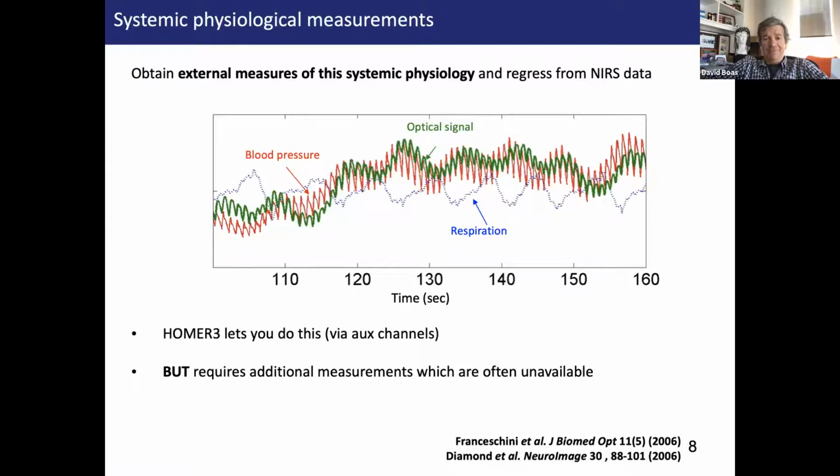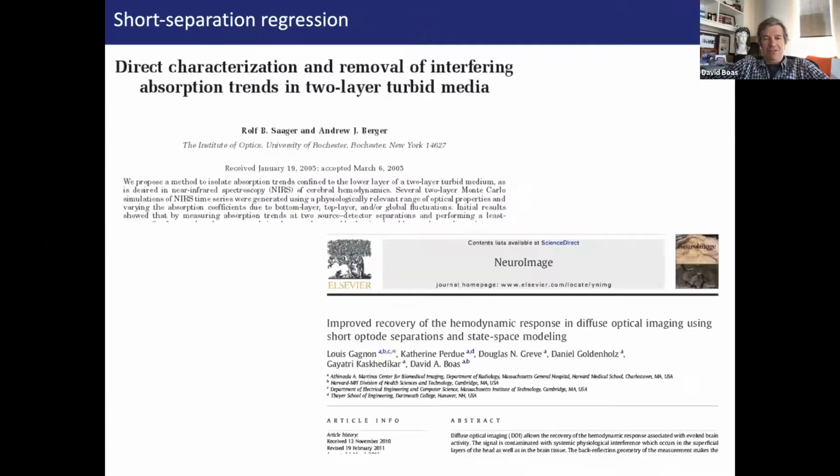And while Homer does indeed support it because we used it over 10 years ago, I'm sorry, but we don't have exercises showing you how to do that because we find the short separation regression is so effective. But if anybody wanted to figure out how to do that, we'd be happy to discuss it on the forum, how to use those independent physiological measurements.